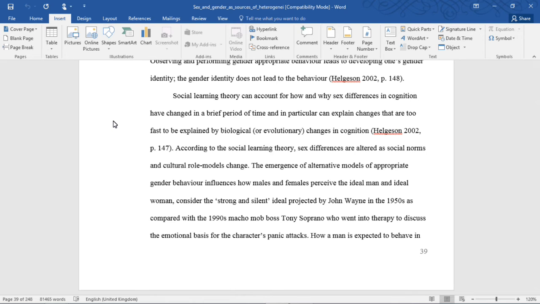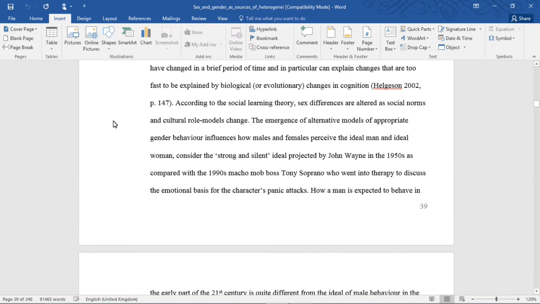According to the social learning theory, sex differences are altered as social norms and cultural role models change. The emergence of alternative models of appropriate gender behavior influences how males and females perceive the ideal man and ideal woman.